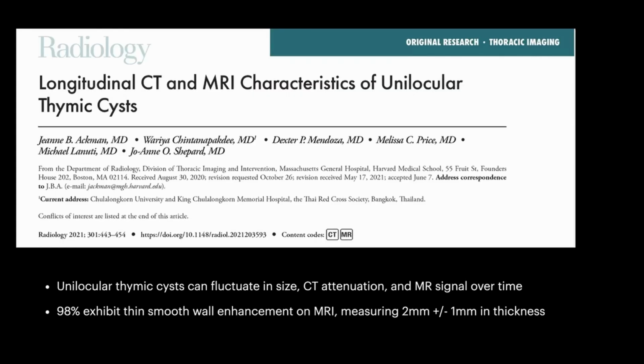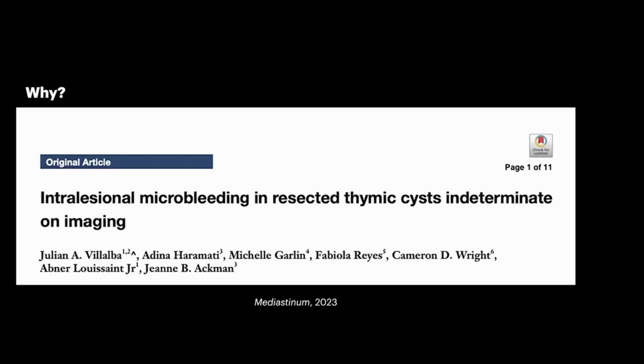So again, if the wall measures greater than that, but it's super smooth, there's no mural nodularity or septations, you can consider short interval surveillance by MR and look for any change that might trigger surgery. Or if you're really worried, obviously take it out. Why do these lesions fluctuate in size and MR signal and CT attenuation over time? We showed that many, at least the resected specimens that we had in our pathologic database, showed intralesional microbleeding in the resected tissue. And so basically, these lesions can spontaneously hemorrhage and resorb. And when they hemorrhage, they get bigger. When they resorb, they get smaller.